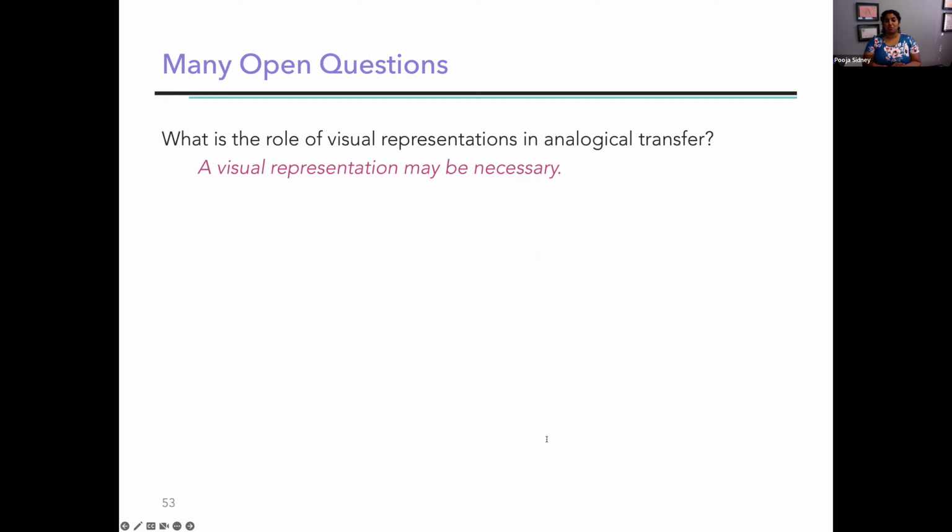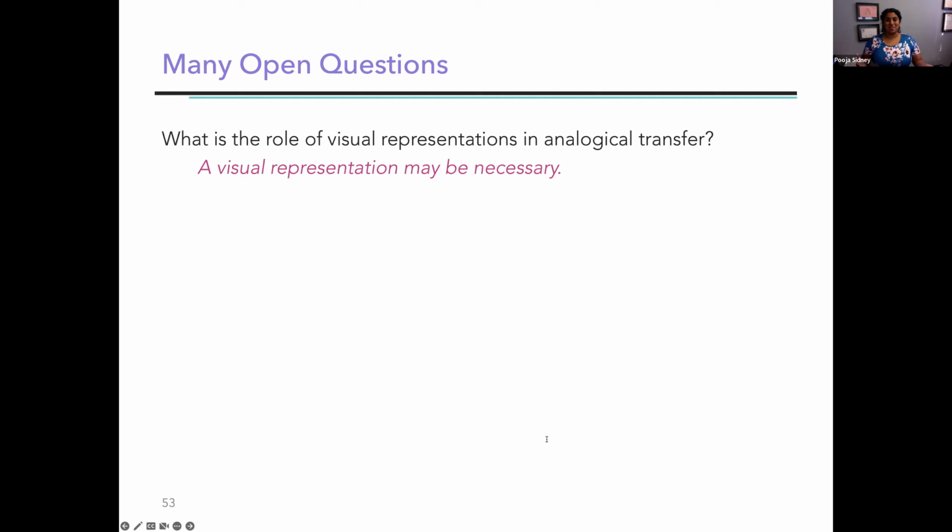So in line with what Richland and her colleagues proposed back in 2007, I think this shows that visual representations may indeed be a critical piece of analogical instruction. But I think there's a lot of open questions about what types of visual representations are best, and the extent to which the visual representations need to match across the warm-up problems and the target problems.